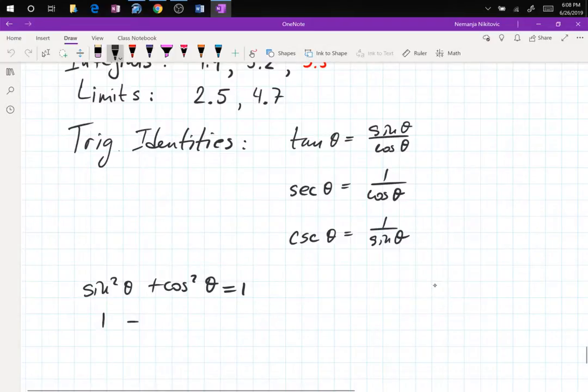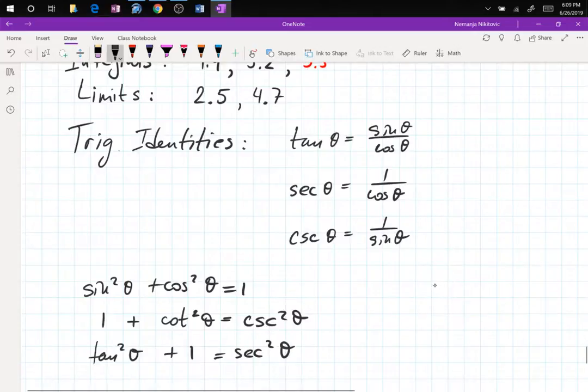So if you are dividing by sine squared, you get 1 plus cotangent squared theta is equal to cosecant squared theta. And if you're dividing by cosine squared, you get tangent squared theta plus 1 is equal to secant squared theta. Note that these formulas also preserve that sines go with cosines, secants with tangents, and cosecants with cotangents, right? You see that the pairing is preserved in these formulas.